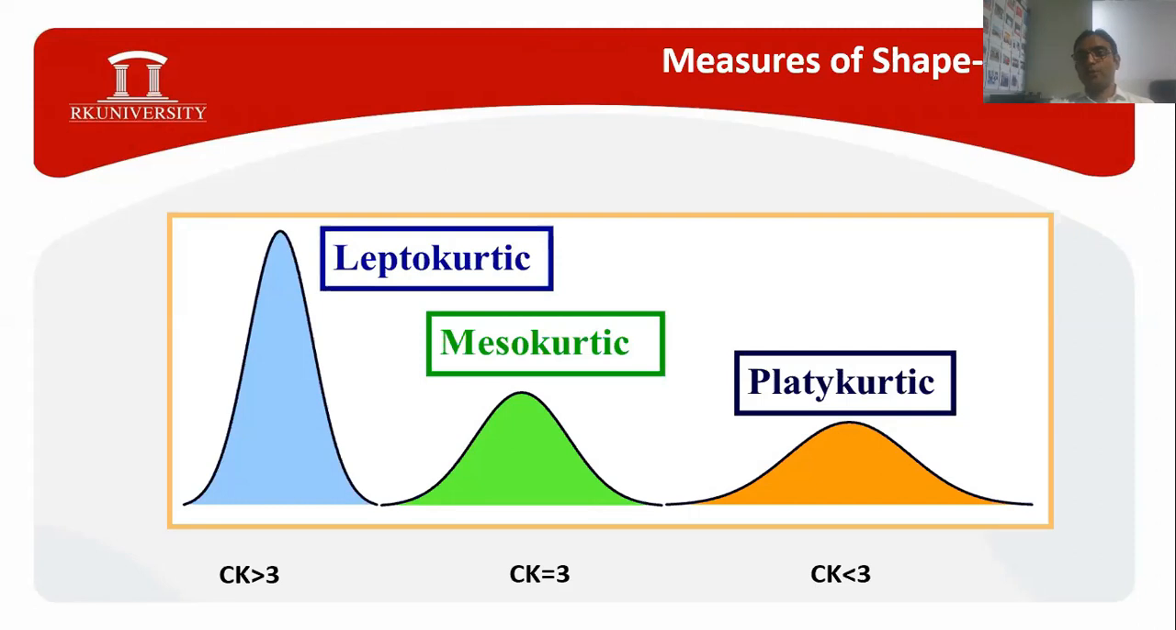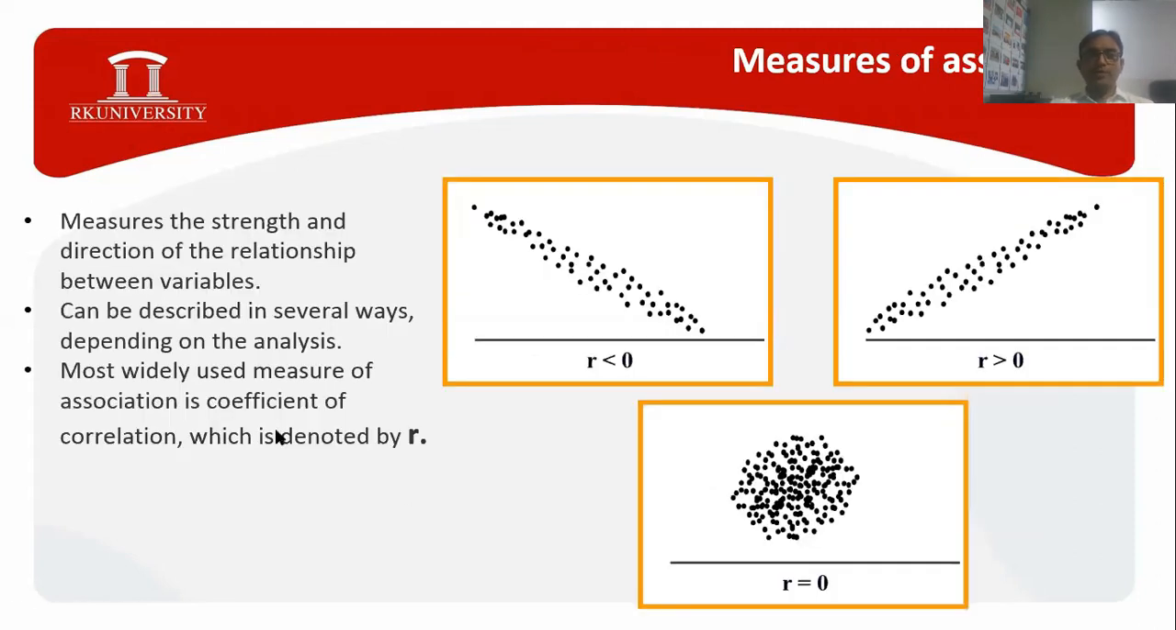Now let us also discuss measures of association. Measures of association generally give you an idea about the strength and the direction of the relationship between two variables. There are several ways to describe measures of association depending on the type of analysis. But the most widely used measure of association is the coefficient of correlation, which is generally denoted by R. The range of R is -1 to 1. Whenever there is no correlation between the two data sets, the value of R can be 0. And whenever you plot the graph, you will find that the graph will be somewhere like this.